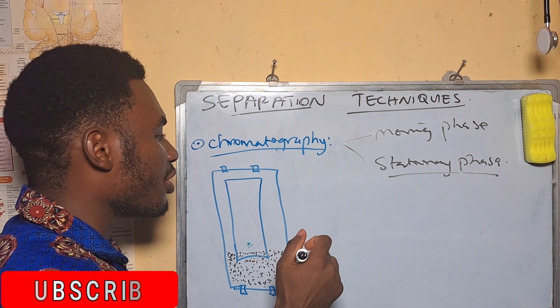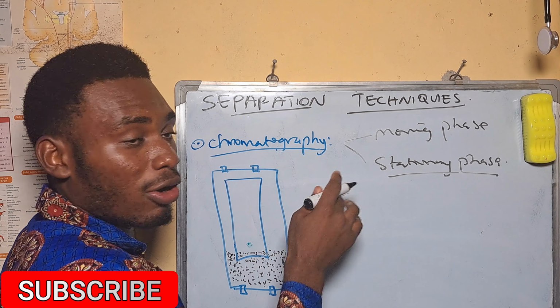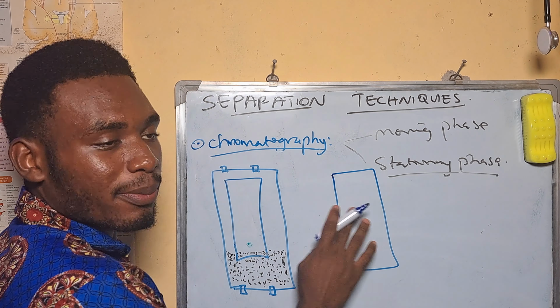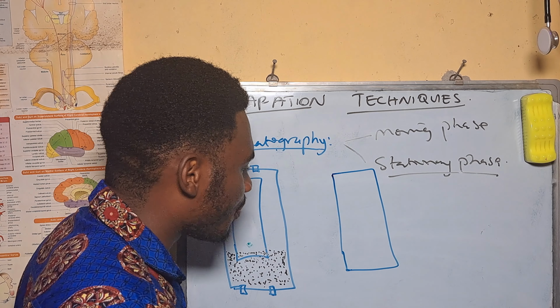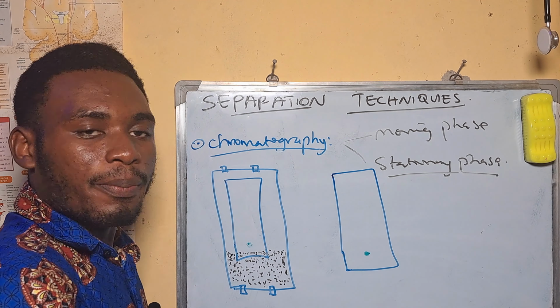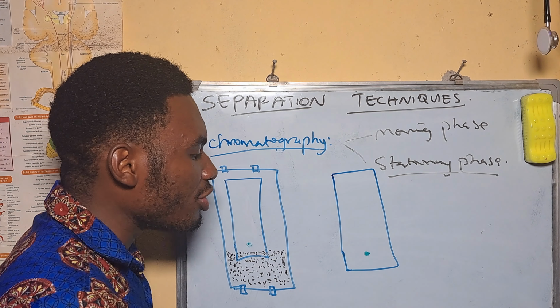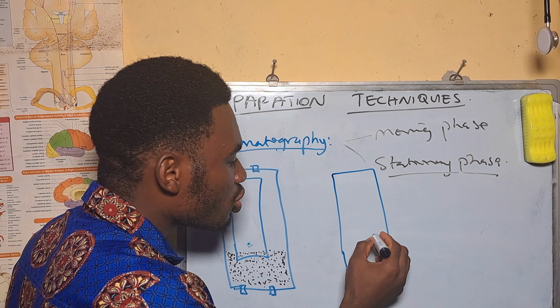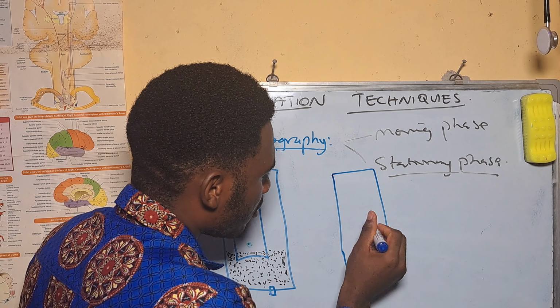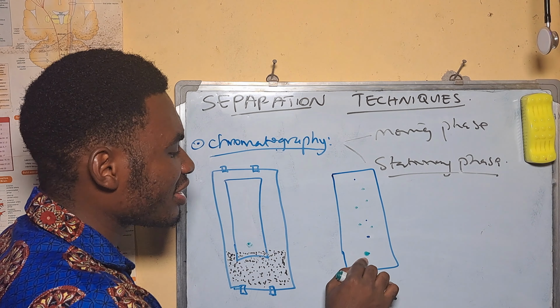By the end of this technique, they're going to bring out this material, the paper or the gel. Once we bring this paper out, this was our initial spot. By the end of this separation, this solvent is going to separate the mixtures into various spots. But these are our original spots.